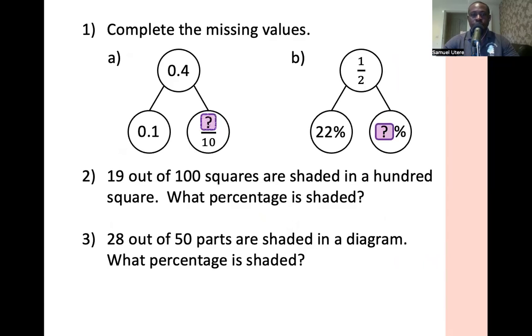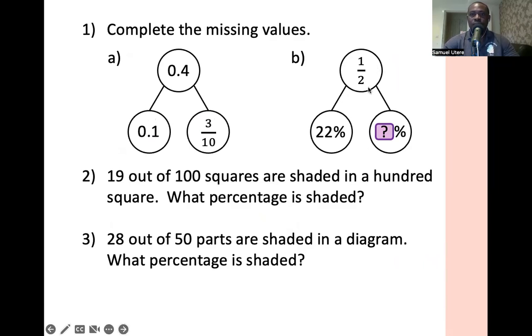So for the first one, you were asked to complete this part-whole model. So this is called the part-whole model. So we see that we have 0.4 at the top. We have the part being 0.1. So we know 0.4 minus 0.1 will be 0.3. And we know that from our previous lessons, 0.3 is the same thing as 3/10.